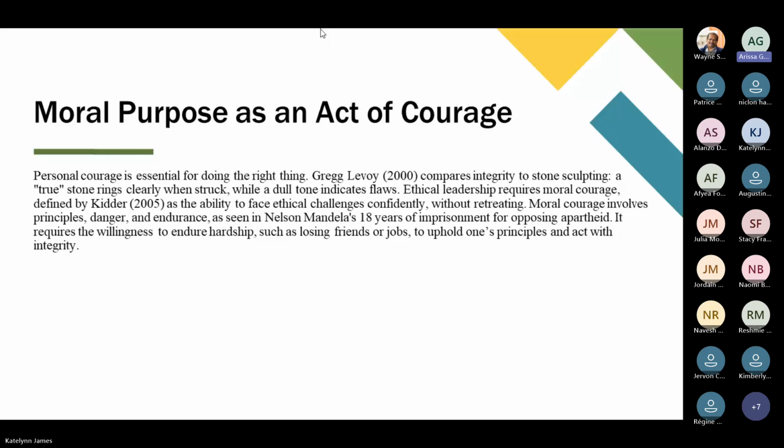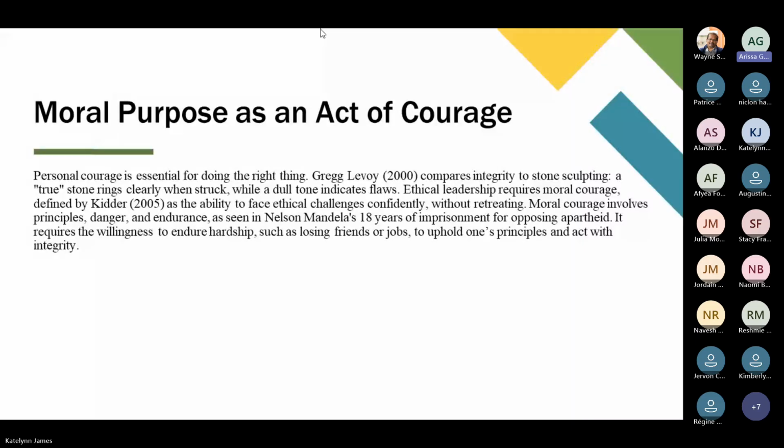Moral purpose as an act of courage. So, personal courage is essential for doing the right thing. Greg Lavoie compares integrity to stone sculpting. A true stone rings clearly when struck, while a dull tone indicates flaws. Ethical leadership requires moral courage, defined by Kidder as the ability to face ethical challenges confidently without retreating.